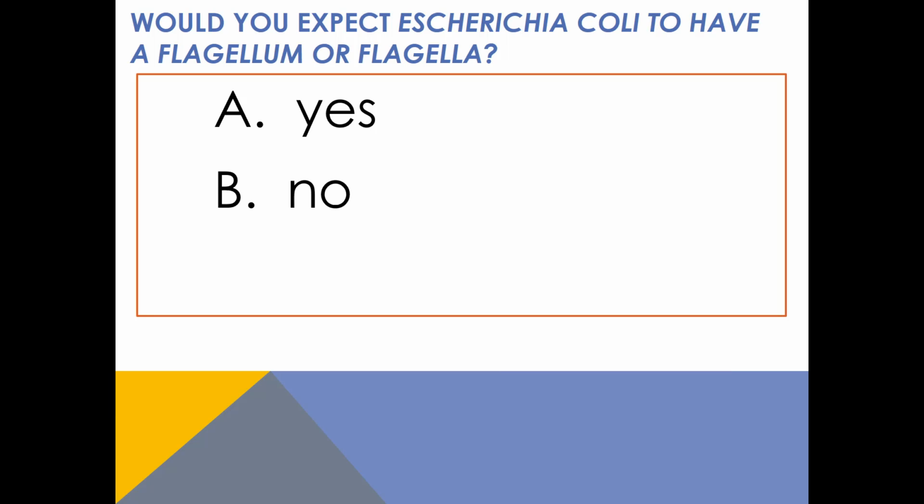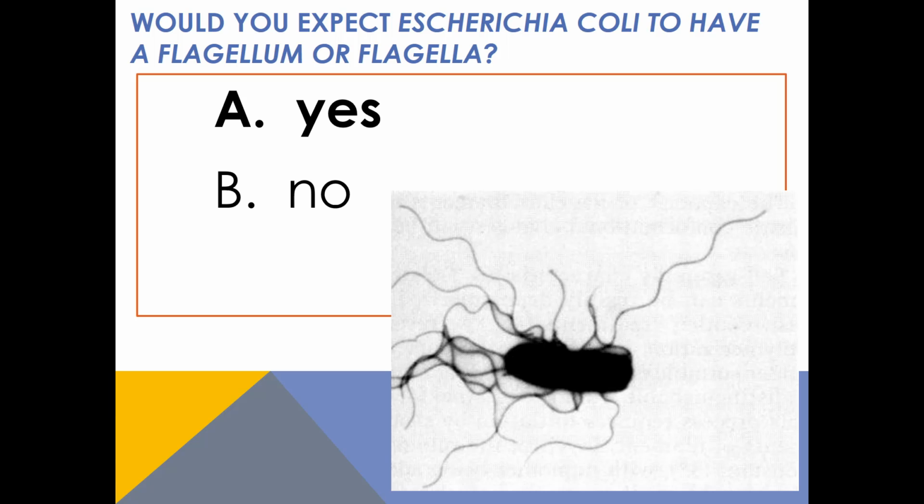Now, just for funsies, would you expect a bacterium such as E. coli to have a flagella or many flagella? Think about where E. coli lives. E. coli lives in the colon. Would you expect a colon-dwelling bacterium to have a flagellum or many flagella? Yes, it does. Absolutely needs to be able to move around inside the intestines and respond to those chemical gradients.